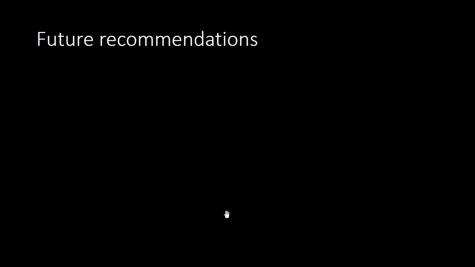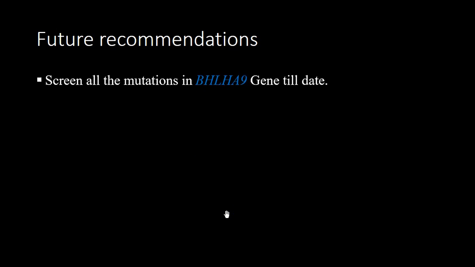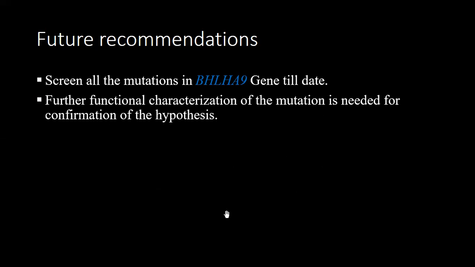The future recommendation for the project is to screen all the mutations in the BHLHA9 gene, check the effect, check the in silico SNP analysis, do some bioinformatics structure-function analysis, and also do MD simulation, molecular dynamics simulation, and determine a well-validated structure. Further functional characterization of the mutations is needed for confirmation of the hypothesis.